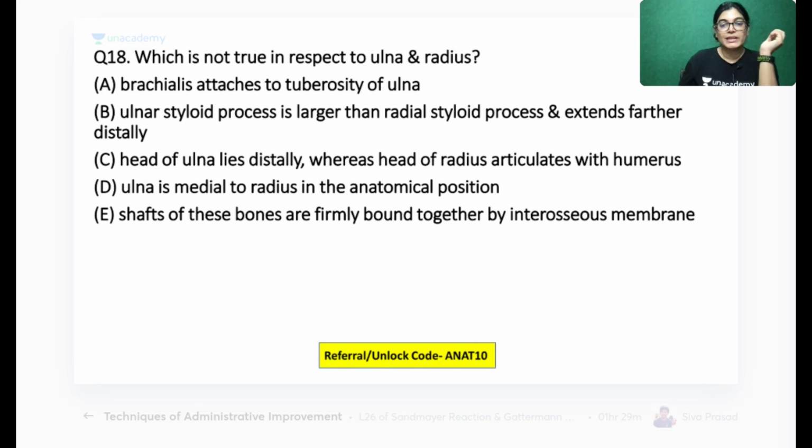Your time starts now. Please read the options nicely and mark the correct answer. Question number 18.